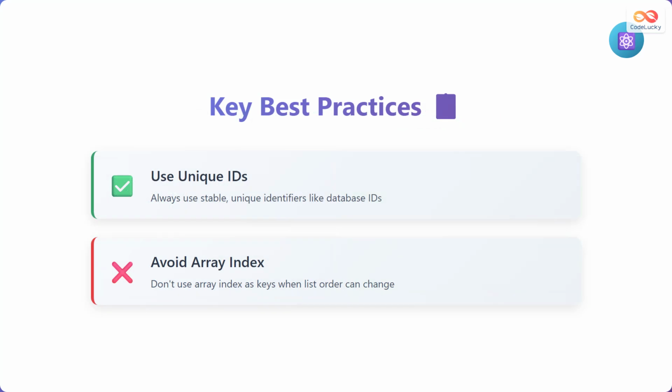Let's talk about some best practices when working with keys. Always use unique IDs for keys. Stable, unique identifiers like database IDs are ideal. Avoid using the array index as keys, especially when the list order can change. This can lead to unexpected behavior and performance issues.